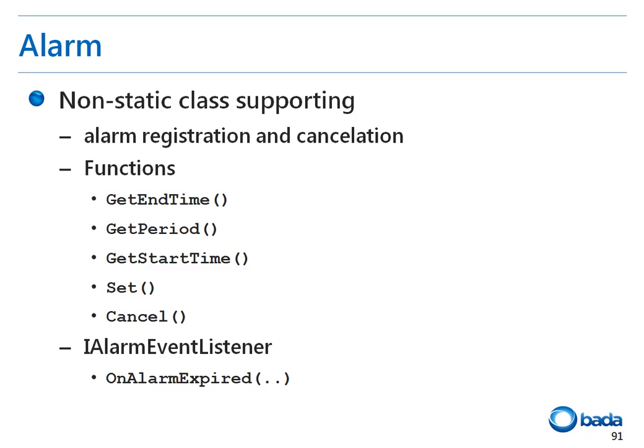The alarm class provides functions to register or unregister an alarm. The alarm class also provides get functions to get the alarm parameters, set functions to set the parameters, and the cancel function to cancel an alarm. If the specified time is reached, the onAlarmExpired function of the iAlarm event listener is called.